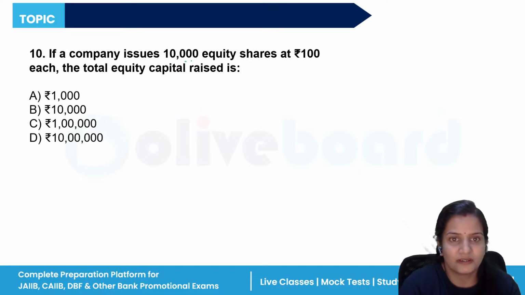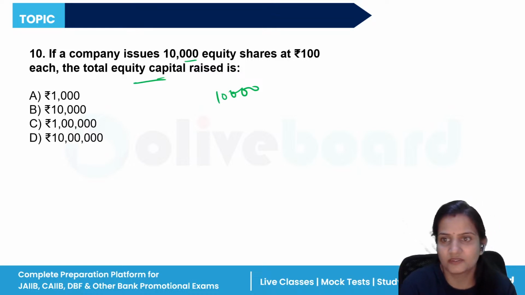Now, if a company issues 10,000 equity shares at 100 each, what is the total equity raised? Very easy question. Very, very easy question.